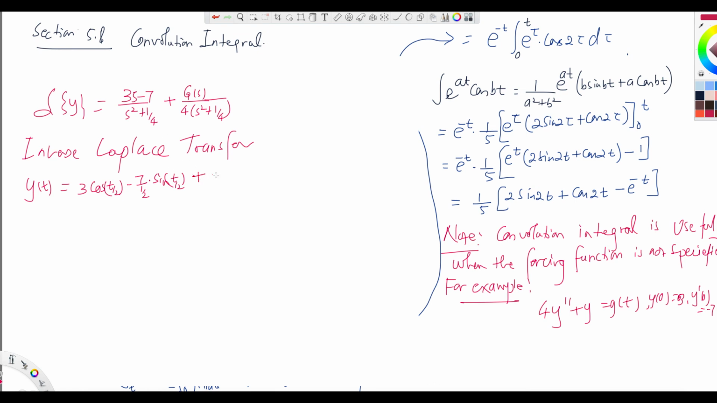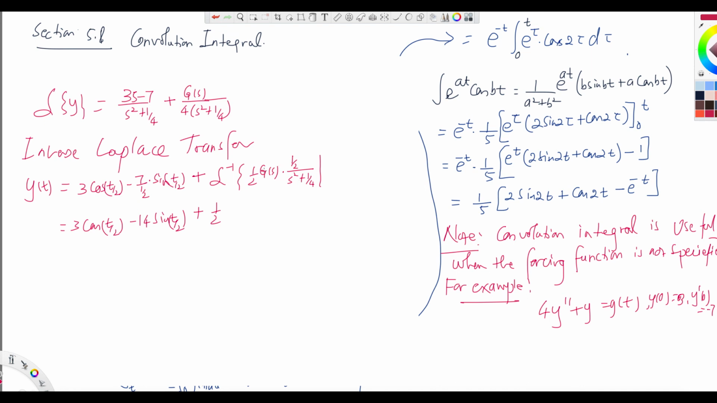And then plus, for the second term, you will get the inverse Laplace transform of 1/2 G(s) times (1/2)/(s² + 1/4). That's what you will get, because I'm taking the inverse Laplace transform of that term. So what happens is 3 cosine(t/2) minus 14 sine(t/2), plus, the 1/2 will come out.